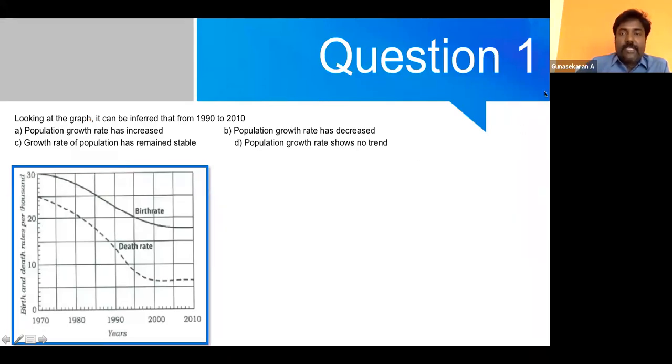Looking at the graph, it can be inferred from 1990 to 2010, okay, from here to here: population growth rate has increased; population growth rate has decreased; growth rate of population remains stable; population growth rate shows no trend. What is the answer?